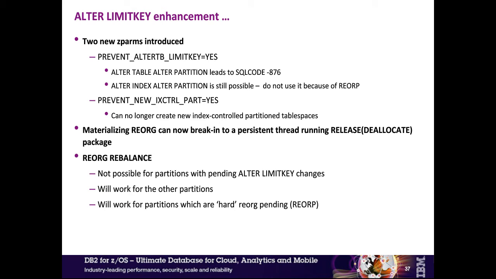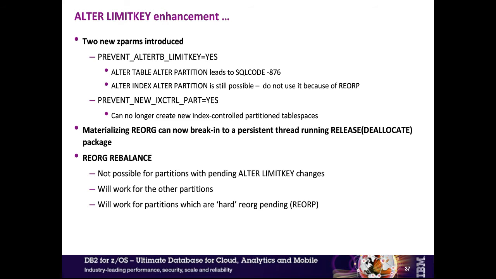Two new ZPARMs have been introduced to help this situation. The first ZPARM, called PREVENT_ALTERTB_LIMITKEY, when that's set to yes, this will stop any alter table alter partitions, and if you try to do this you'll get a negative SQL code 876. And the second ZPARM, PREVENT_NEW_IXCTRL_PART equal to yes, this will stop you being able to create new index controlled partitions. So this will ensure that all new partitioned table spaces created going forward will be using table control partitioning.